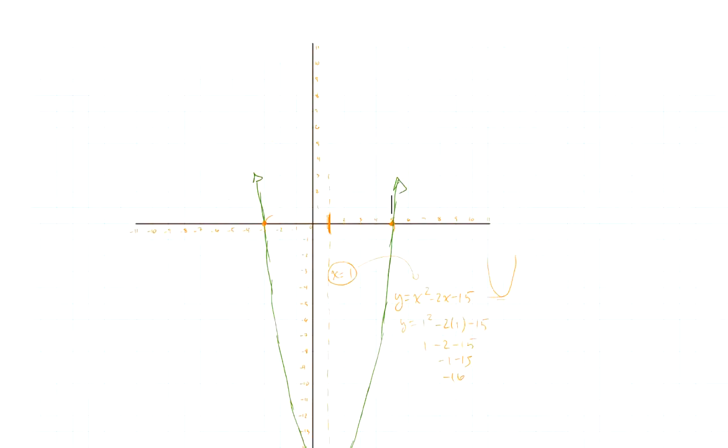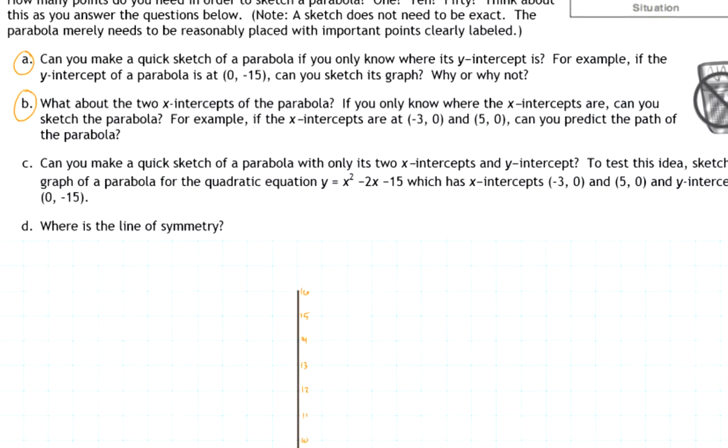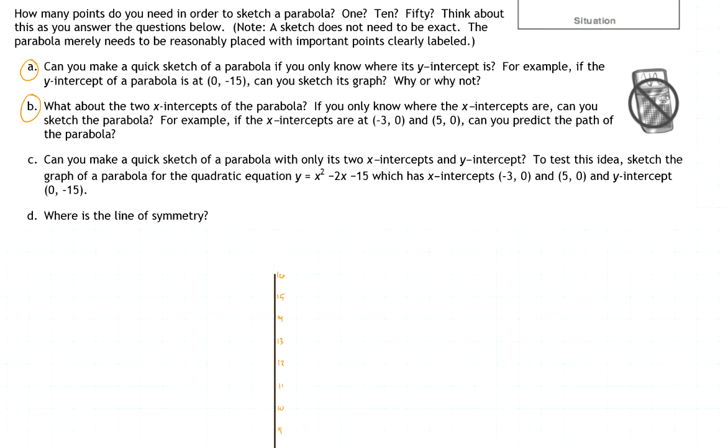So I would have to say for this question C, can you make a sketch of the parabola with only its x and y intercepts? Yeah, I think I can. The line of symmetry for this was the point x equals 1, and I was able to use that and the equation to find the vertex. The vertex of this was, of course, x is 1, and when I plugged 1 into that equation, I got that y had to be negative 16.